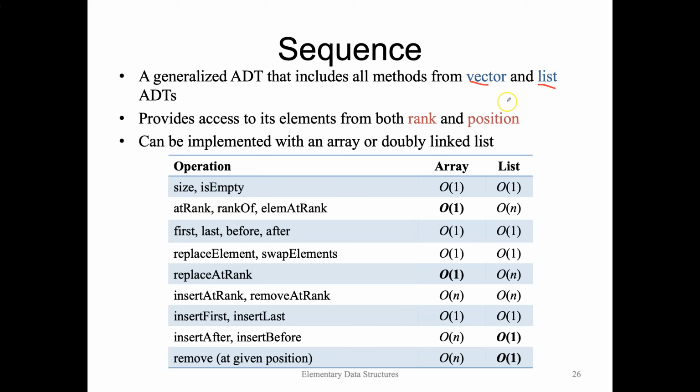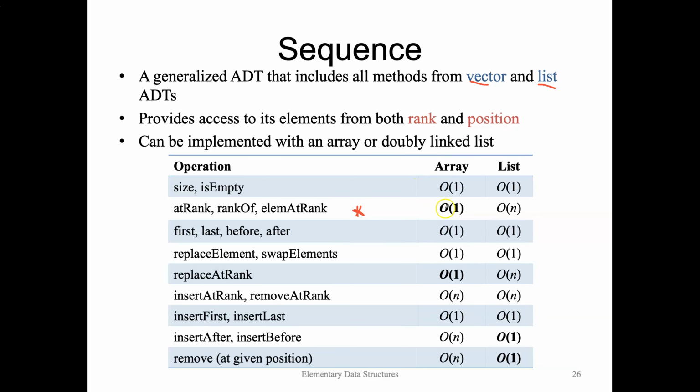And you'll notice that those operations which are rank-based, an array is better suited for. Those operations that are position-based, a list is better suited for. So there's only a few instances in here where the runtime would be more efficient for an array or a list, and I want to point out those here. So, for example, at rank, rank of, or element at rank. So these are all rank-based operations.